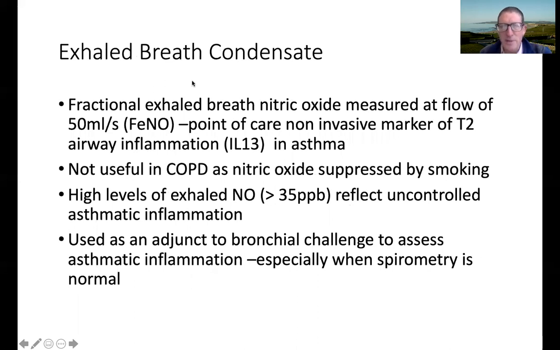Exhaled breath condensate, information only. Do you remember I told you that measuring the fractional amount of exhaled breath nitric oxide is a marker of type 2 inflammation, and specifically that mediated by interleukin 13. So it's a very simple exhaled breath nitric oxide monitor, which can be done at point of care in the clinic. So it's the only way in the clinic with the patient at point of care that you can measure cytokine-mediated inflammation. So it is a really useful test, which I do in all of my patients.